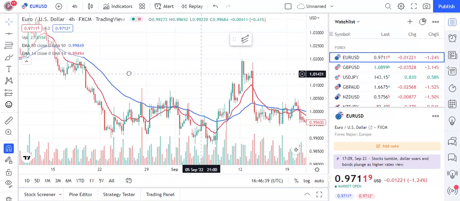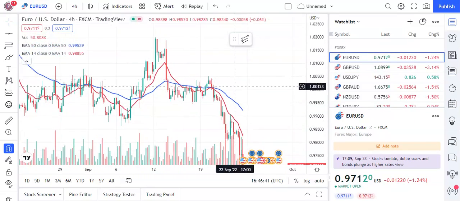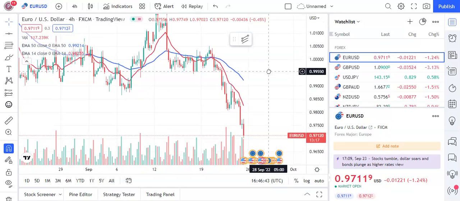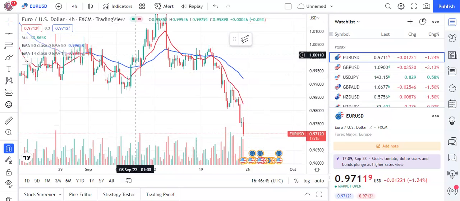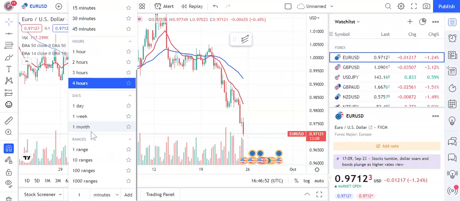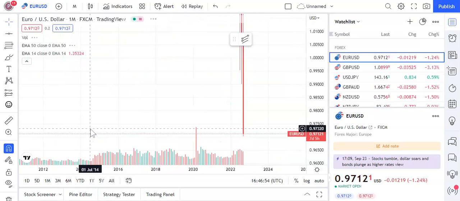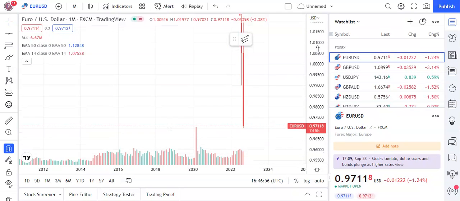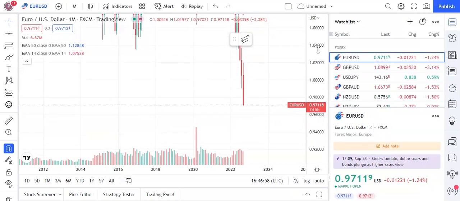This is Euro USD, 4 hours time frame. So what do I do? I go back to my time frame, change it to monthly, and then start all over. So you can do the same for all your currency pairs.